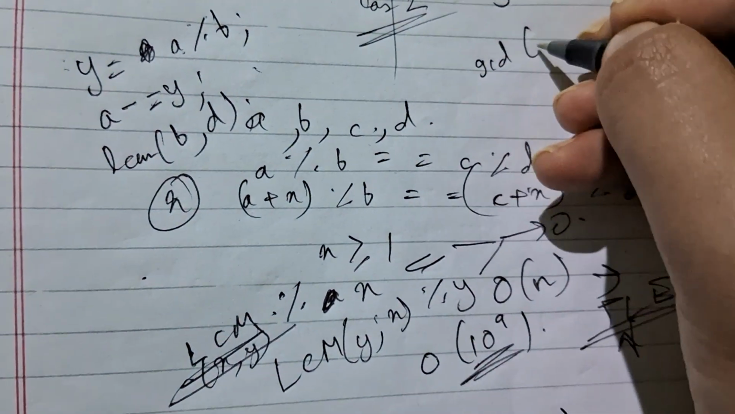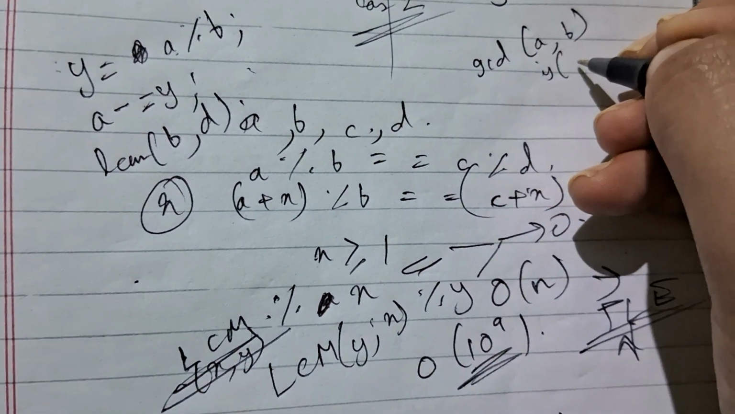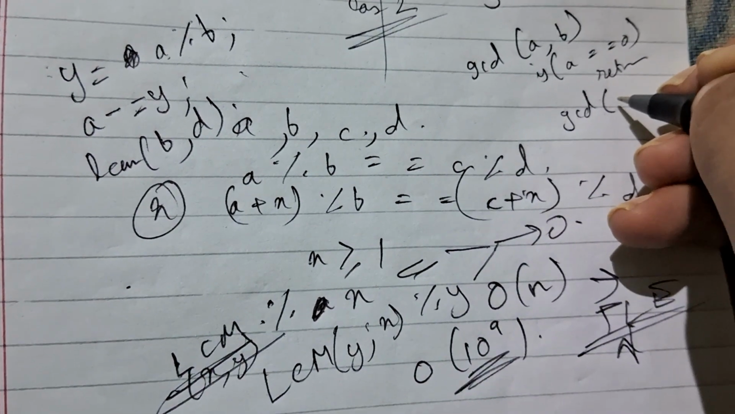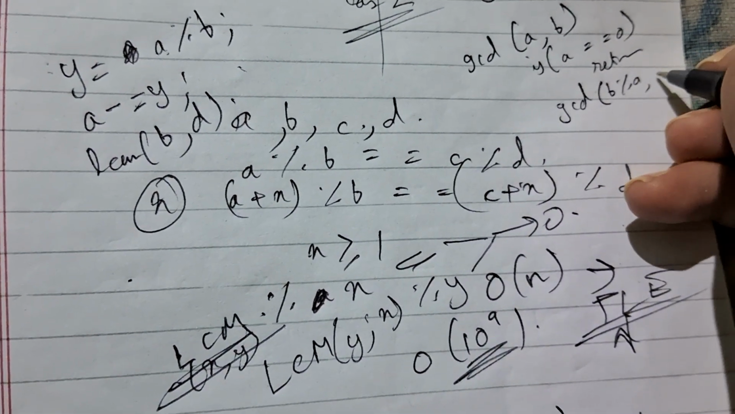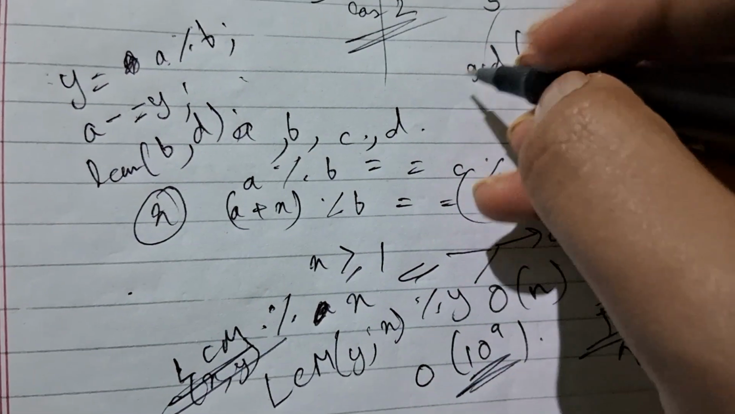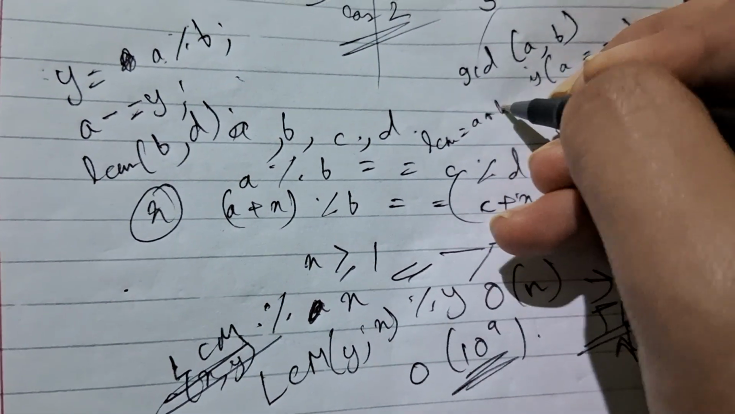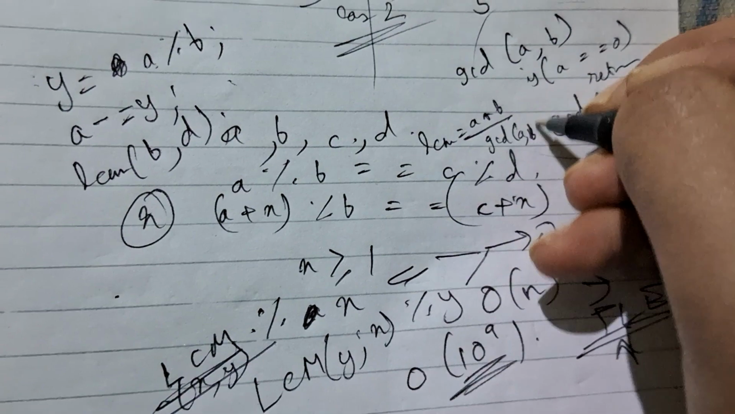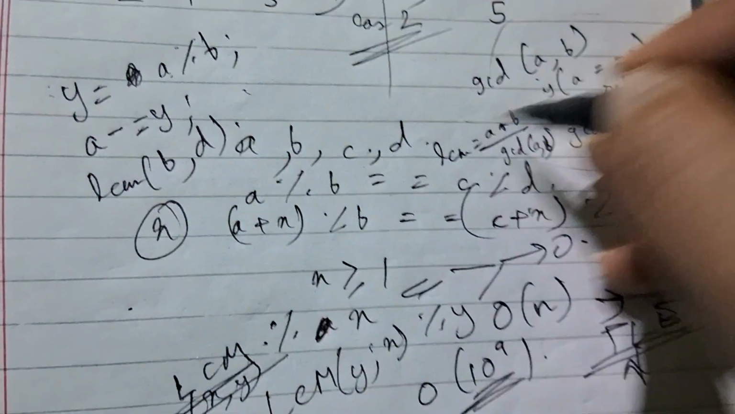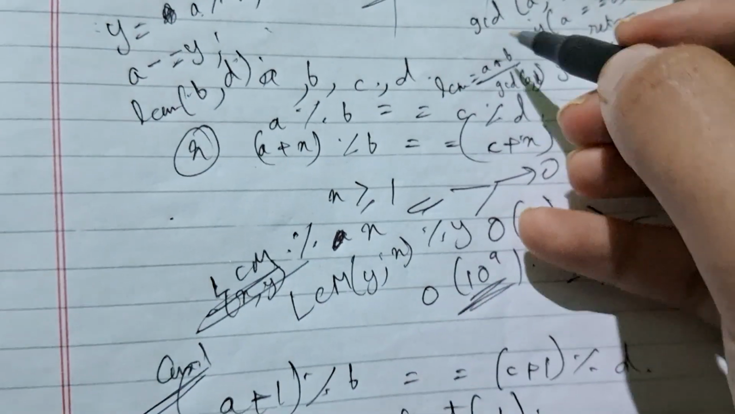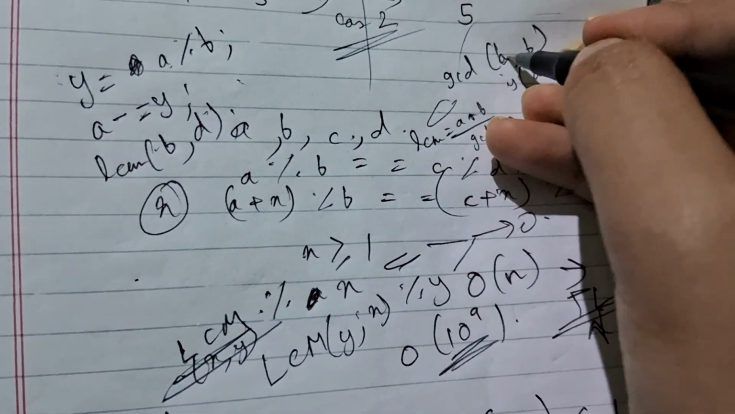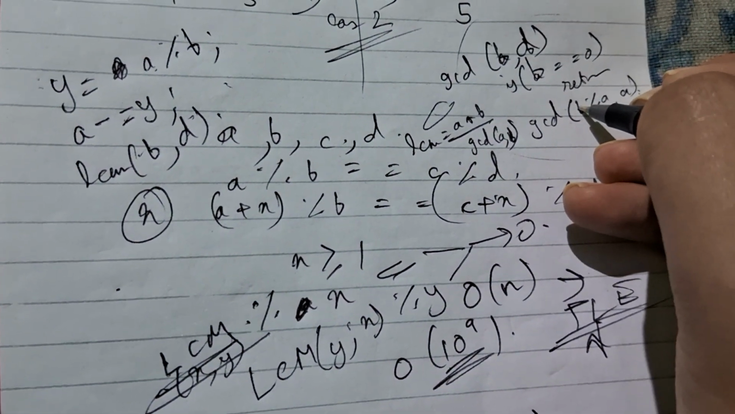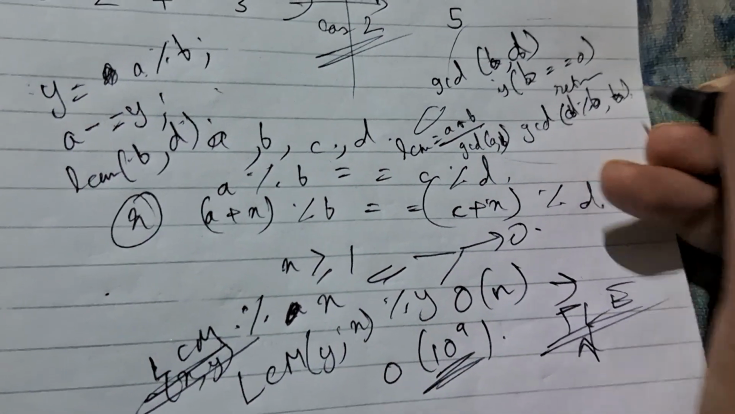There is a GCD function, GCD of A comma B: if A is equal to 0, return B, and otherwise return GCD of B mod A comma A. Okay, this function. And what is LCM? LCM is equal to A into B by GCD of A, B, right? This thing you know. But over here, this is not A, B, this is B, D, right? So this will be B, this will be D, this will be B, D, this will be B.